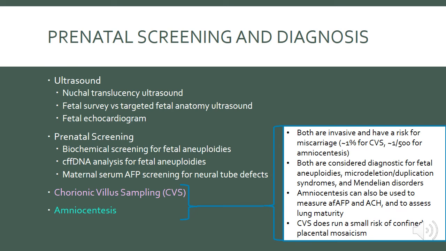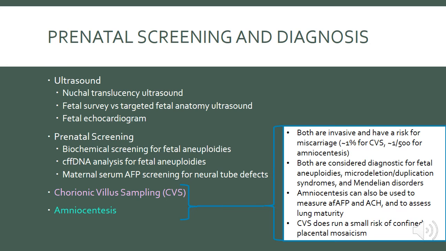Amniocentesis, because it's a sampling of the amniotic fluid, can also measure amniotic fluid AFP and a second chemical called acetylcholinesterase, which does not make it into mother's blood. It's a more accurate way to look for spina bifida, and can be used in the later stages of pregnancy to assess lung maturity, to determine if it's safe to deliver or if you need to give steroids to rapidly mature the lungs. With CVS, we do run a small risk of confined placental mosaicism, meaning that the placenta has a problem that the baby doesn't have. And we hinted on that earlier.